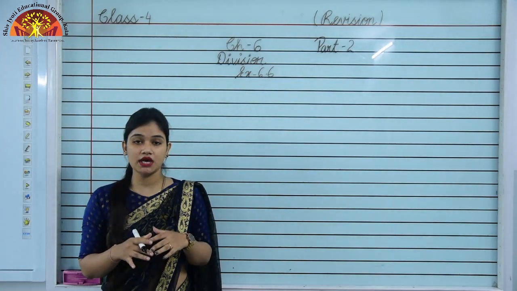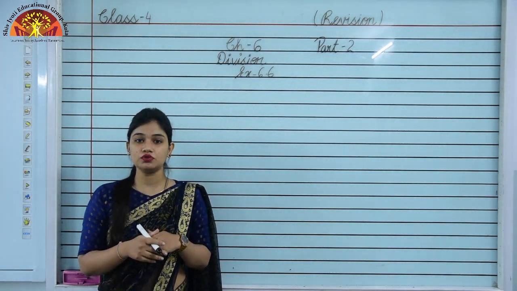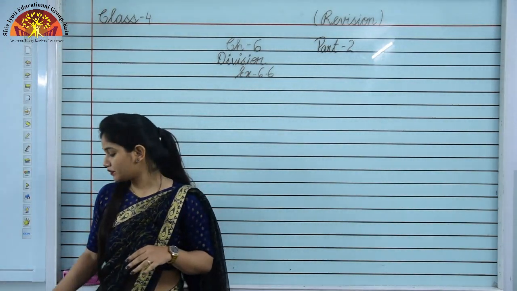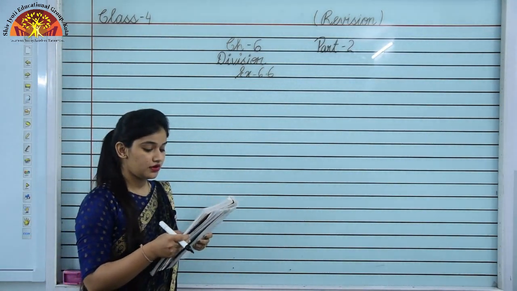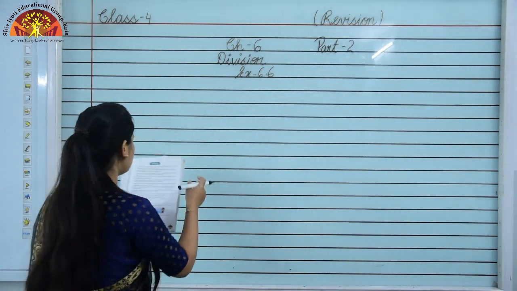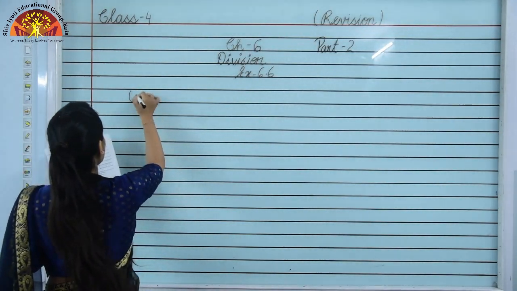इस क्वेश्चन में हम क्या करेंगे? In this chapter we have to divide. हमें डिविजन करना है. So in this question, for finding the earning of 1 month, we have to divide the numbers. Question number 7.